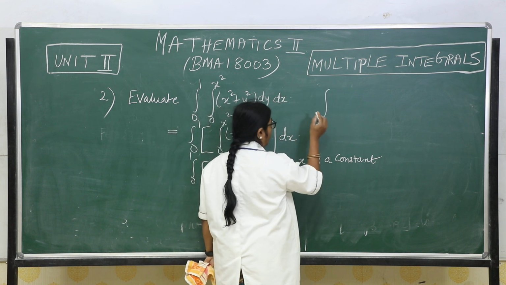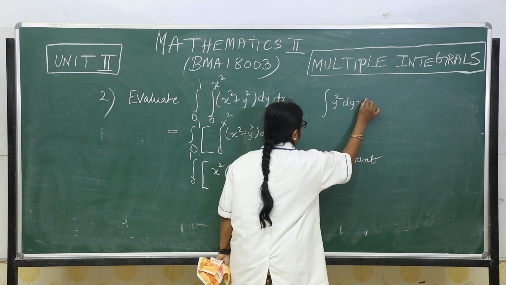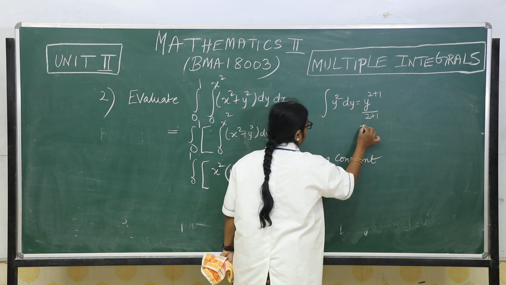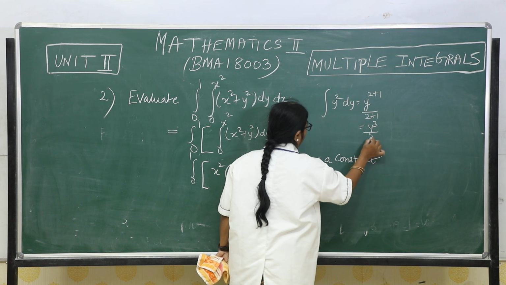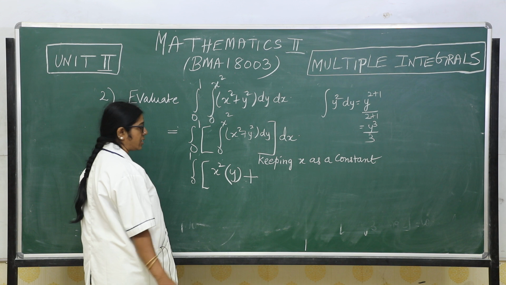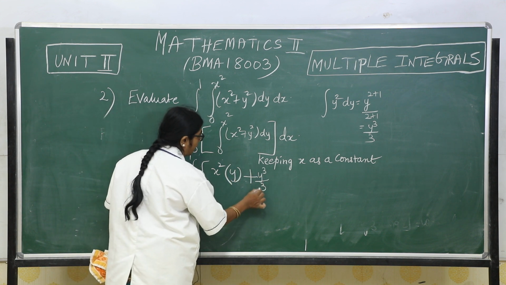I think in unit 1 you should have done what the integral of y squared dy is. Y to the power 2 plus 1 divided by 2 plus 1, which is y cube divided by 3. Basically, it is a formula: integral x power n dx is x power n plus 1 by n plus 1. So y cube divided by 3.